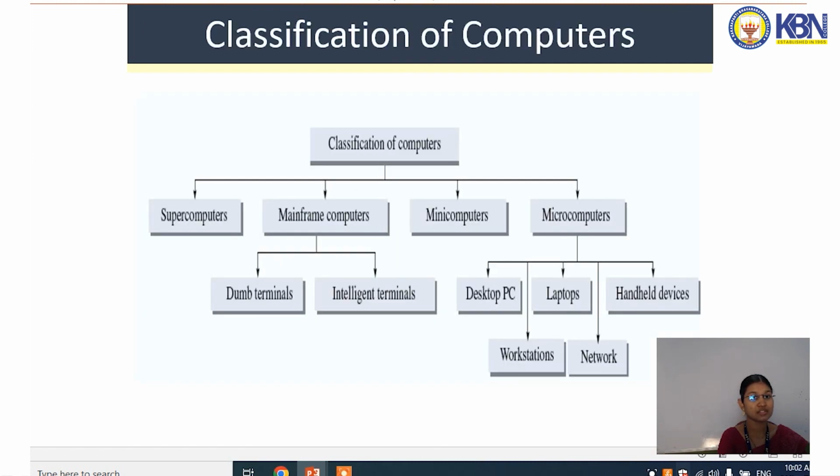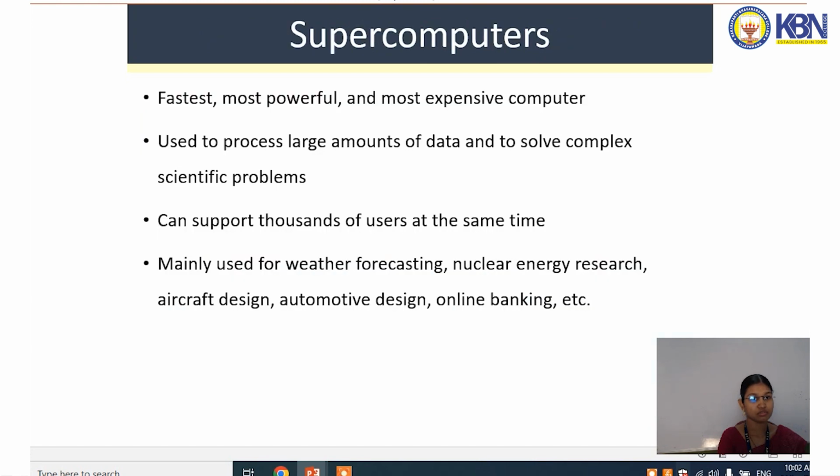Now coming to classifications of computers. We have four classifications. First one is the supercomputer, second one is the mainframe computer, third one is the minicomputer, fourth one is the microcomputer. The mainframe computer can be divided into two types, dumb terminals and intelligent terminals. Microcomputers can be divided into types: desktop PCs, laptops, handheld devices, workstations and network computers.